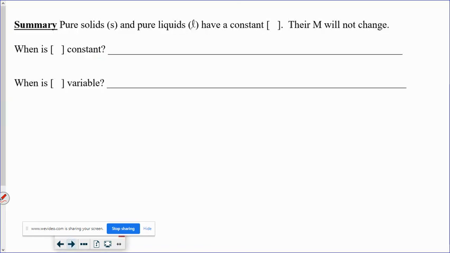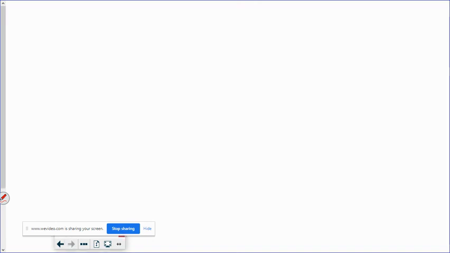So summary, when is molarity constant? Solids and liquids. And when is molarity variable? Aqueous solutions and gases. That is the correct answer to those. And that is the whole point of today's activity.